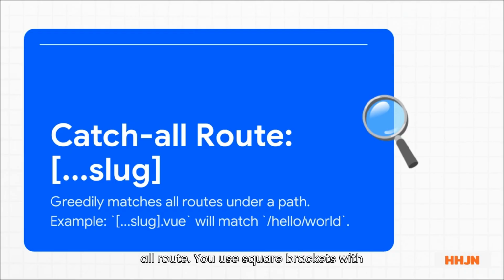And for the ultimate power move, there's the catch-all route. You use square brackets with 3 dots inside, like [...slug].vue. This thing is greedy. It will match anything and everything that comes after it. So a URL like some deeply nested path can all be handled by this one single file. Think of it for custom 404 pages or complex content paths.